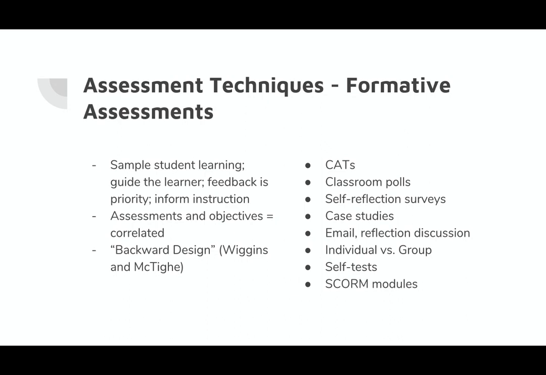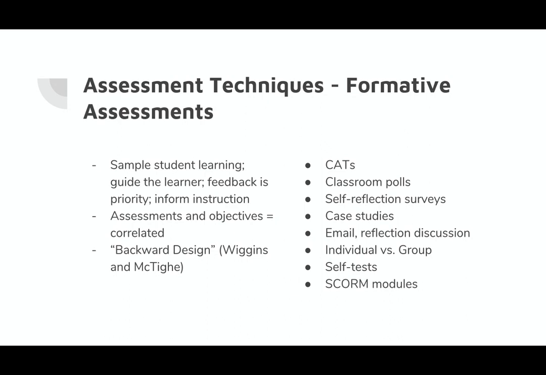Some various examples of formative assessments are going to be CATs. These are going to be classroom assessment techniques that you use, classroom polls, self-reflection surveys, case studies, emails. Maybe it's a reflection discussion. You can have students working individually or as groups. You can have students completing self-tests where they're provided immediate feedback, self-paced multiple choice tests, for example, which follows a very behaviorist approach to learning. And then SCORM models can also serve as a formative assessment.